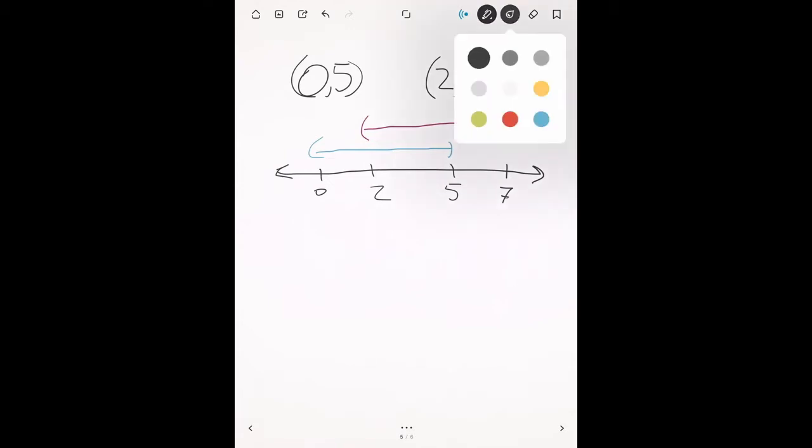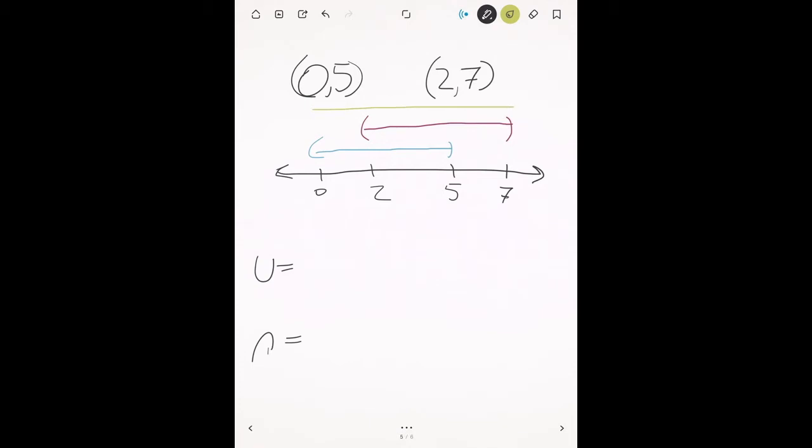So if we're going to determine what the union is and what the intersection is, let's use a similar method to before. The union is everything from the lowest bound to the highest bound, every number that's covered. Well, all of these numbers are covered, everything between 0 and 7. Both sets essentially have all the numbers between 0 and 7 in them.